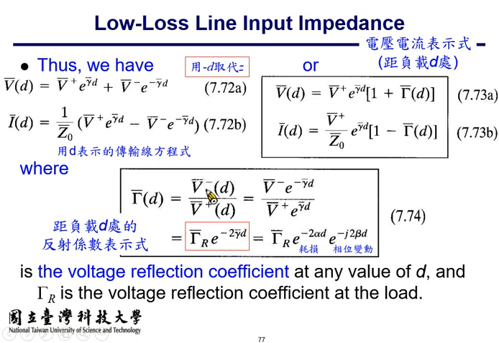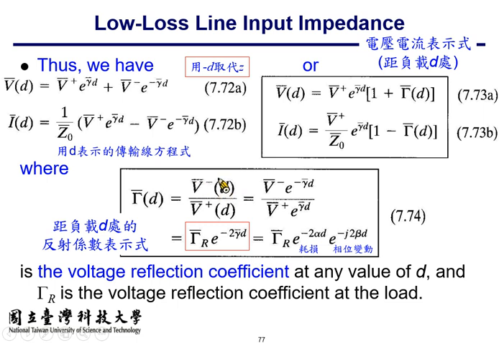So they are labeled as V minus D and V plus D, which means they can be translated as reverse going voltage at the load and forward going voltage at the load. So you see, you need to figure out the relationship of this and this term. So they are the same. They are exactly the same.